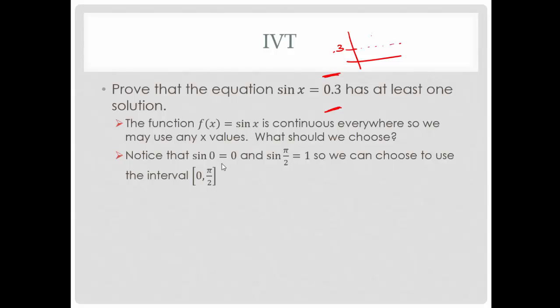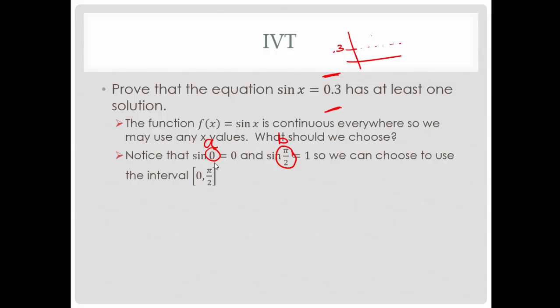I chose the sine of 0 because the sine of 0 gives me 0. That's my number below 0.3. So this is one of my x values. And I also chose the sine of pi over 2 because at pi over 2 the sine function is equal to 1. That will give me a y value above 0.3. So in the intermediate value theorem, 0 is my a, pi over 2 is my b.